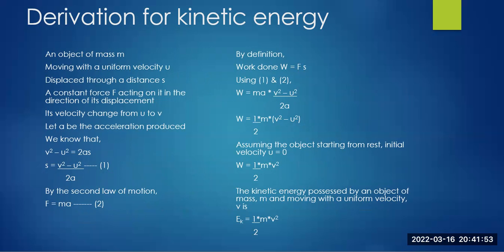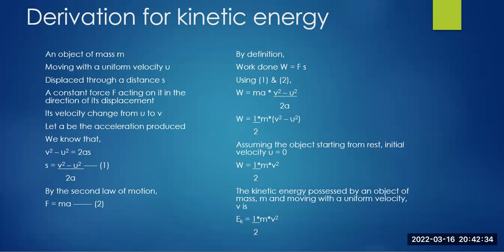The mathematical equation for kinetic energy is Ek is equal to half mv square. Here we are going to derive that relationship. We consider an object of mass m, which is moving with a uniform velocity v, which is displaced through a distance s. And for this, a constant force F is acting on it in the direction of its displacement. Therefore, its velocity changes from u to v. And as there is change in velocity, let a be the acceleration produced.